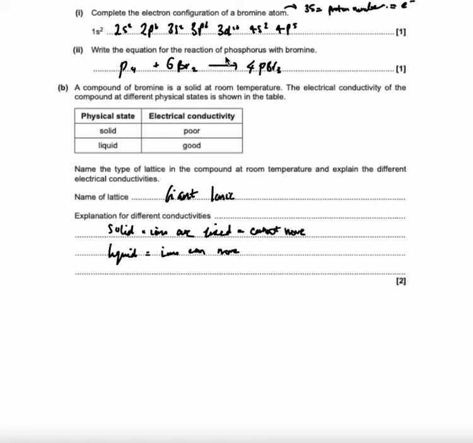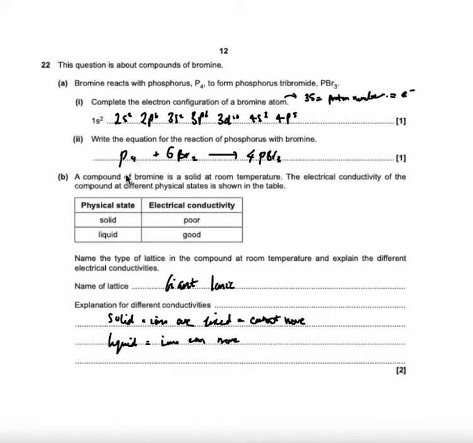Write the equation for the reaction of phosphorus with bromine. So they've given us that phosphorus here is P4, and bromine we know is Br2. And they've told us that they form phosphorus tribromide, which is PBr3, so we write it over here. However, it's not balanced, and we've balanced it if I just remove these.